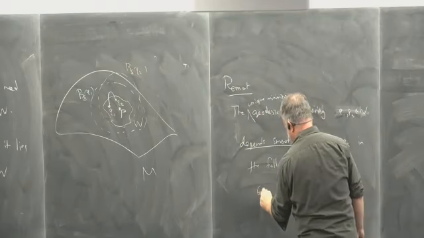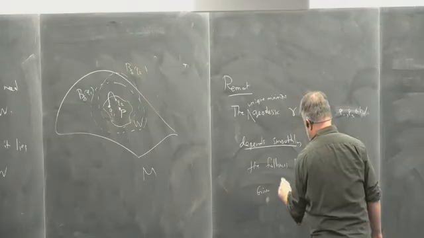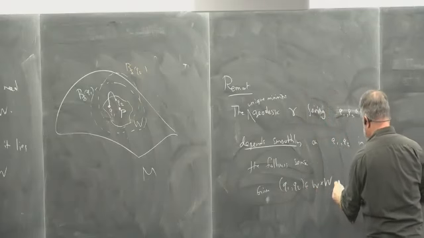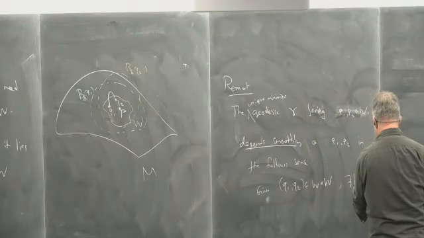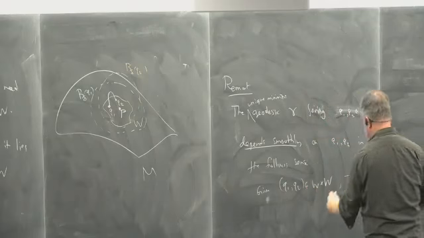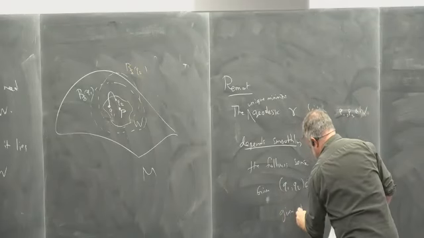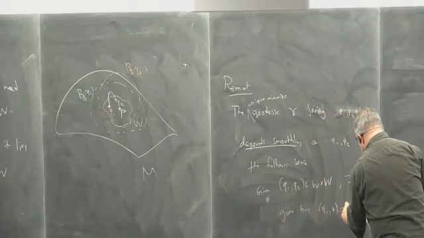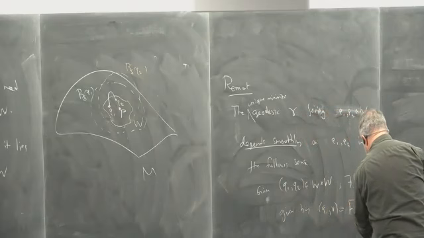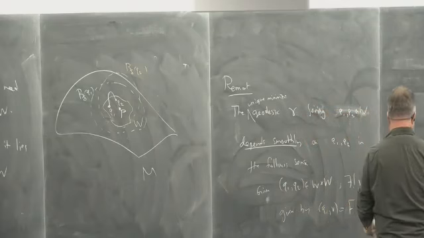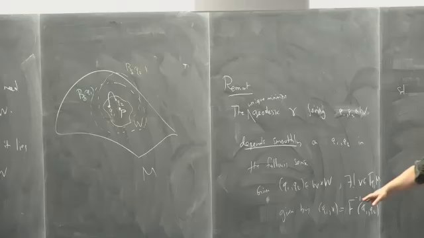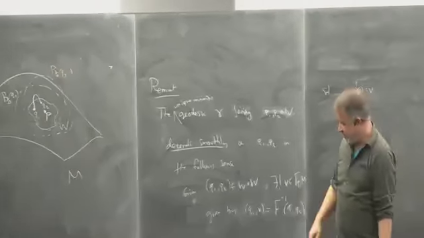So given Q1, Q2 inside W times W, there exists a unique V in T_Q1 of M, given by (Q1, V) is F inverse of (Q1, Q2), such that gamma prime of 0 is V. Right? This just follows from the way we prove that you have this geodesic, right?